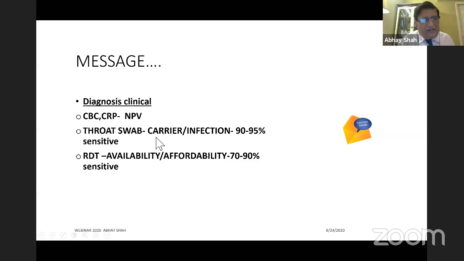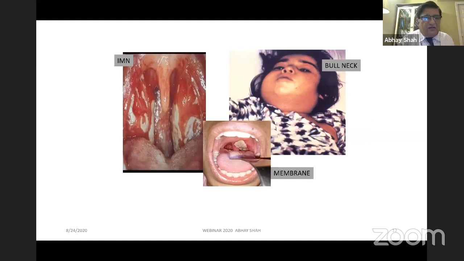Throat swab can detect carrier as well as infection. It is 90 to 95% sensitive. For RDT, there is always an issue of availability and affordability, and its sensitivity is 70 to 90%, but when positive, it has a specificity in the tune of 98%. So that is about case 1. Now we quickly move on to the next case. Before we start that, we should not miss this, and therefore a thorough clinical examination is important.